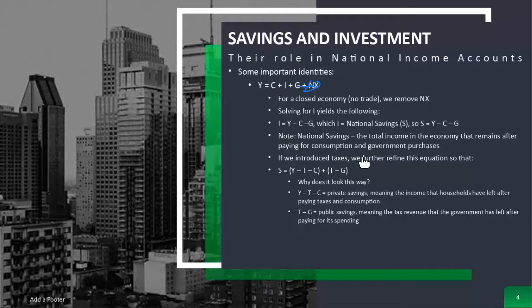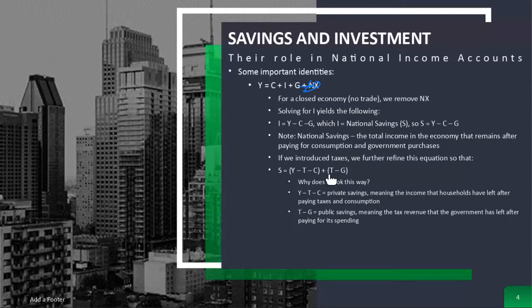Note, national savings is the total income in the economy that remains after paying for consumption and government purchases. So again, just reframing exactly what this equation is telling us. If we introduce taxes, we further refine this equation so that national savings equals GDP minus taxes minus consumption, plus taxes minus G. Okay, this makes sense. This is our private income, Y, minus the taxes we pay to the government, T, minus our private consumption, C, plus T minus G. Now, what's this T minus G telling us?